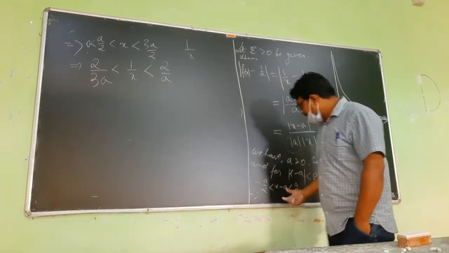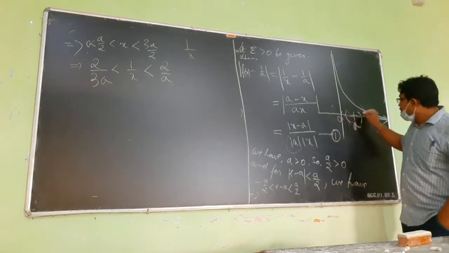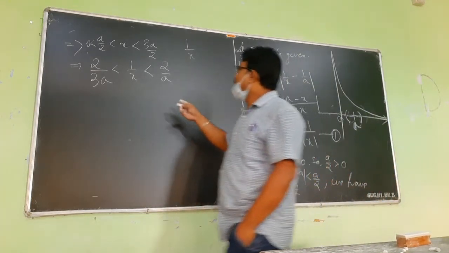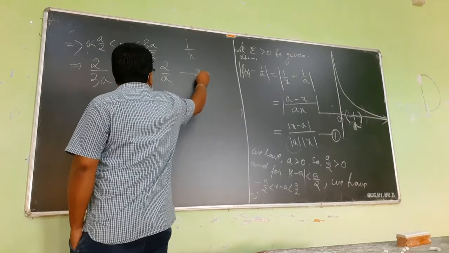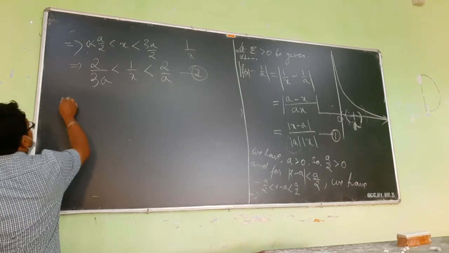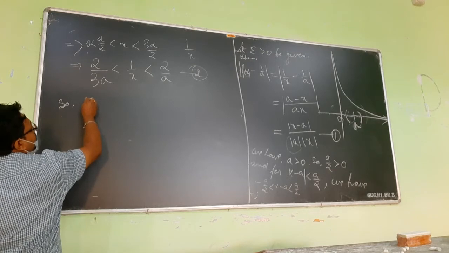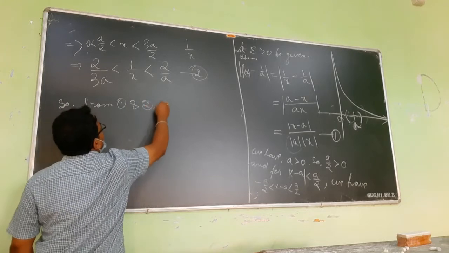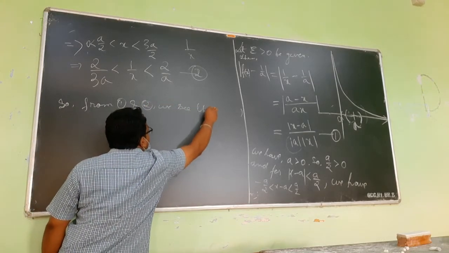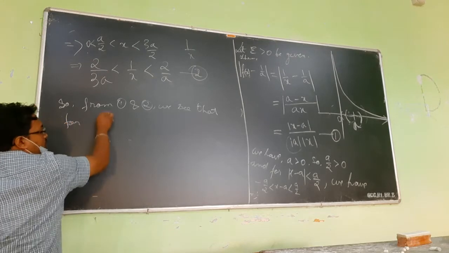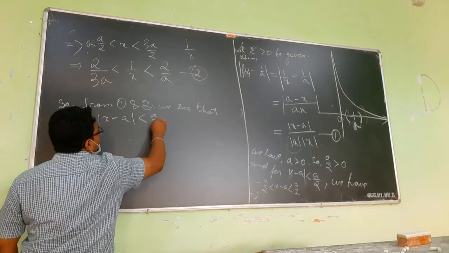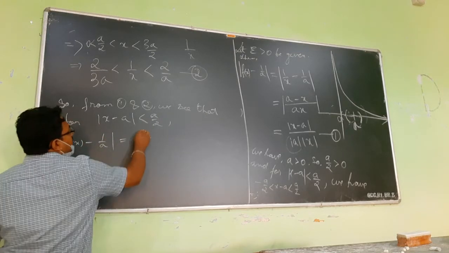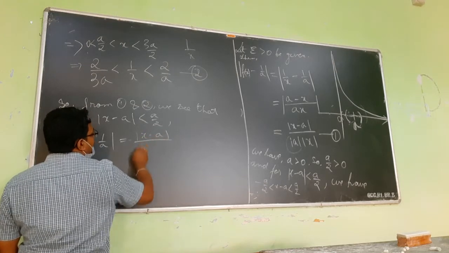So inside this neighborhood, this 1 by x is bounded. So we can apply something here. From 1 and 2 we see that for mod of x minus a less than a by 2, mod of f(x) minus 1 by a is actually mod of x minus a by mod a into mod x.